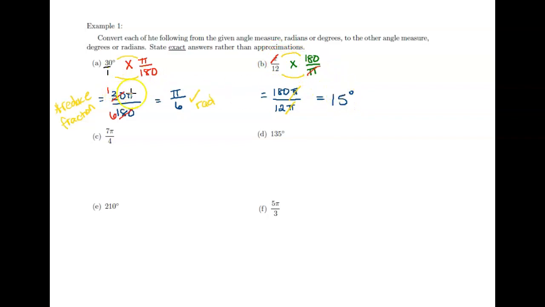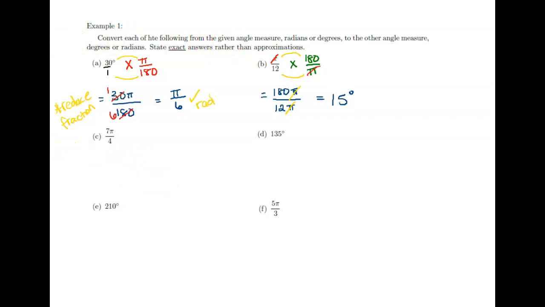Okay, if we're converting from degrees to radians, my initial degree here doesn't have any pi in it, so I need to introduce pi. And the only way I can do that is having pi on the top, so that when I multiply my fractions, I do have pi on the top here. That's a little trick to help you remember which one converts.